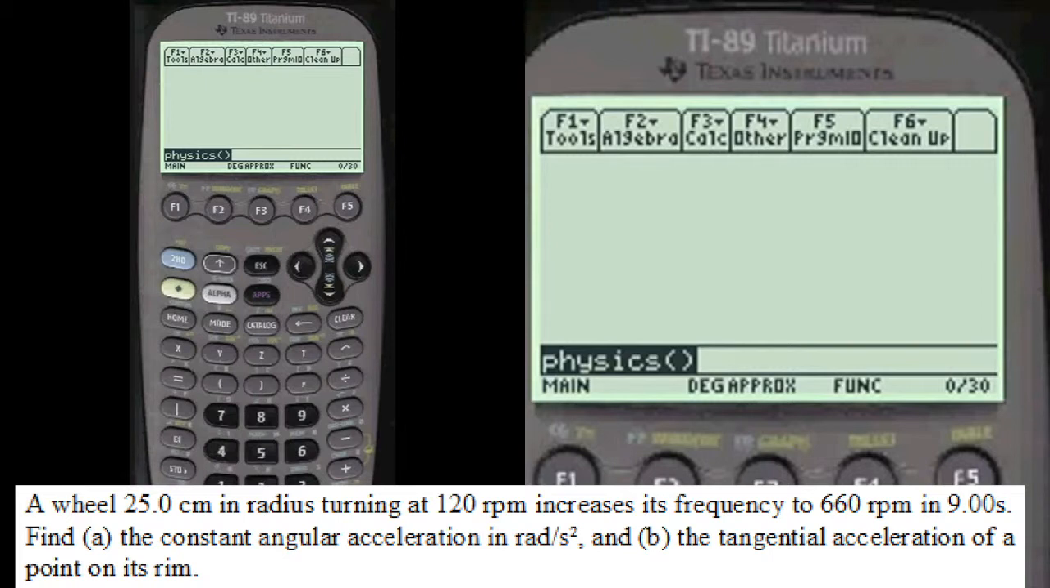I'm going to do a physics test problem concerning constant angular acceleration and tangential acceleration. Here's the problem. A wheel 25 centimeters in radius turning at 120 RPMs increases its frequency to 660 RPMs in 9 seconds. Find A, the constant angular acceleration in rads per second squared, and B, the tangential acceleration of a point on its rim. Let's do it.